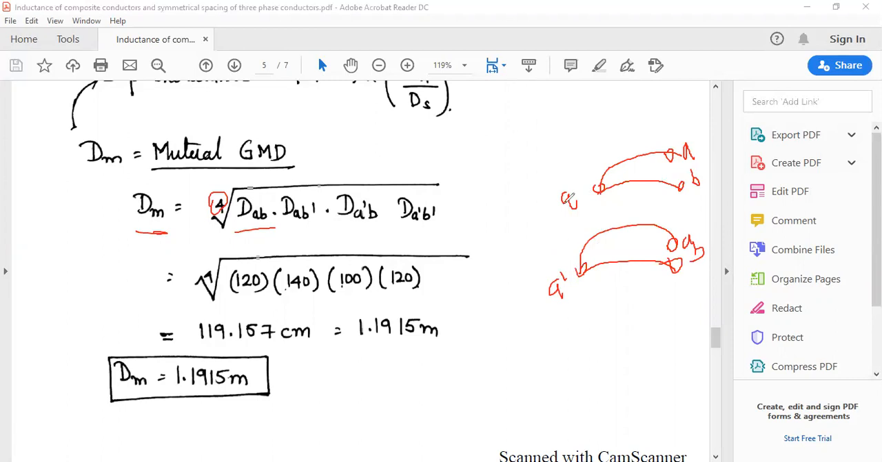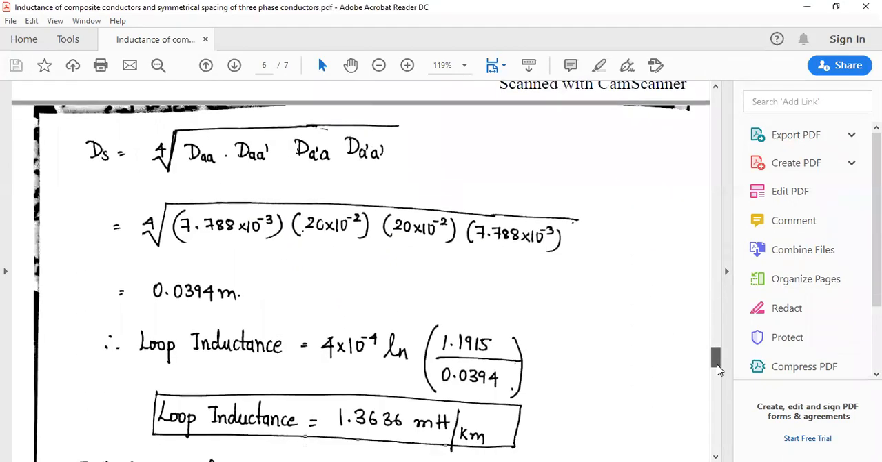So this is how I can write DAB. This is B and this is B dash, and again this is A dash, this is B, and this is B dash. So A B dash, A dash B, and A dash B dash. If you measure the distances, A B is 120, A B dash 140, A dash B is 100, A dash B dash is 120. So you can write this and get dm as 1.1915 meter. Next, if you want to calculate ds, it would be the fourth root of x squared.